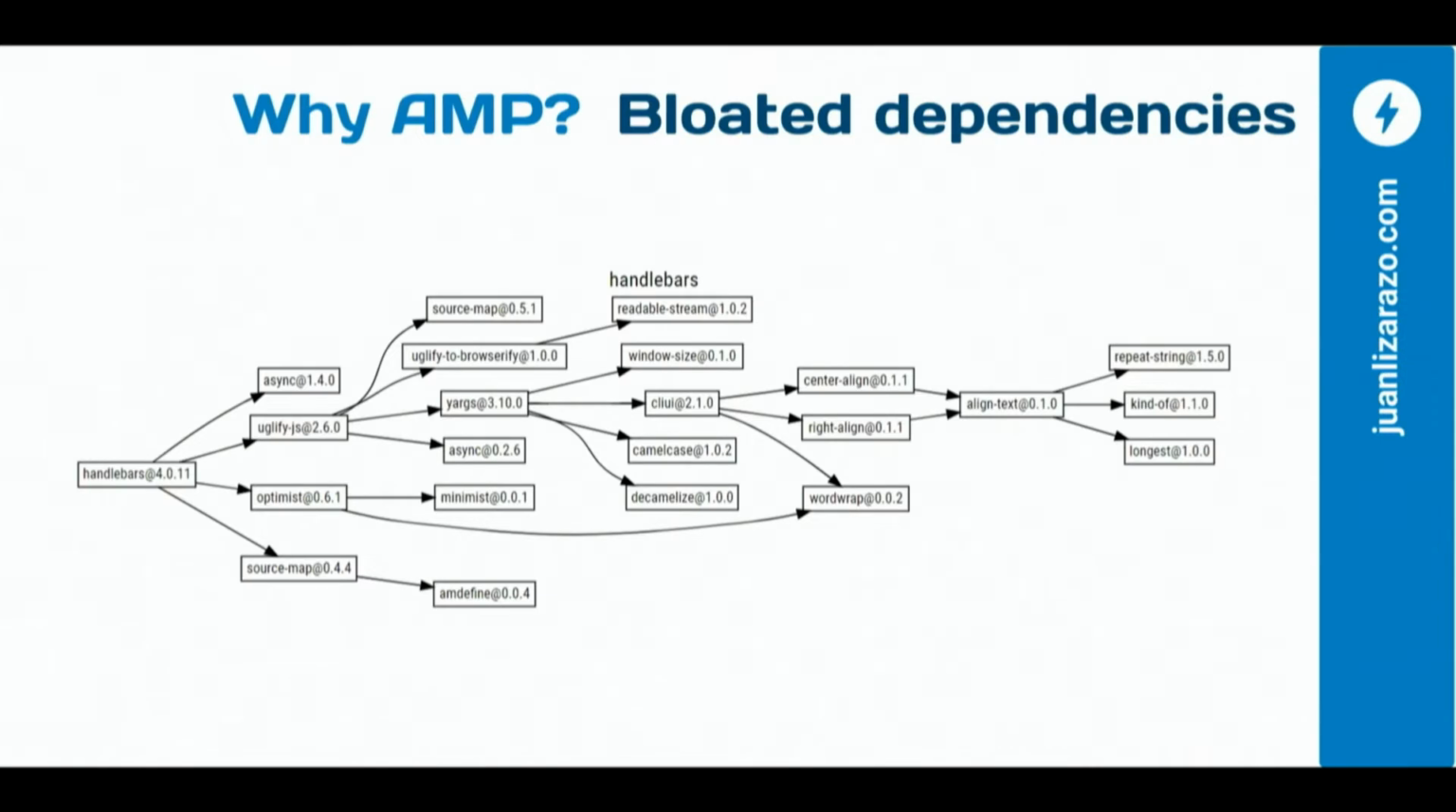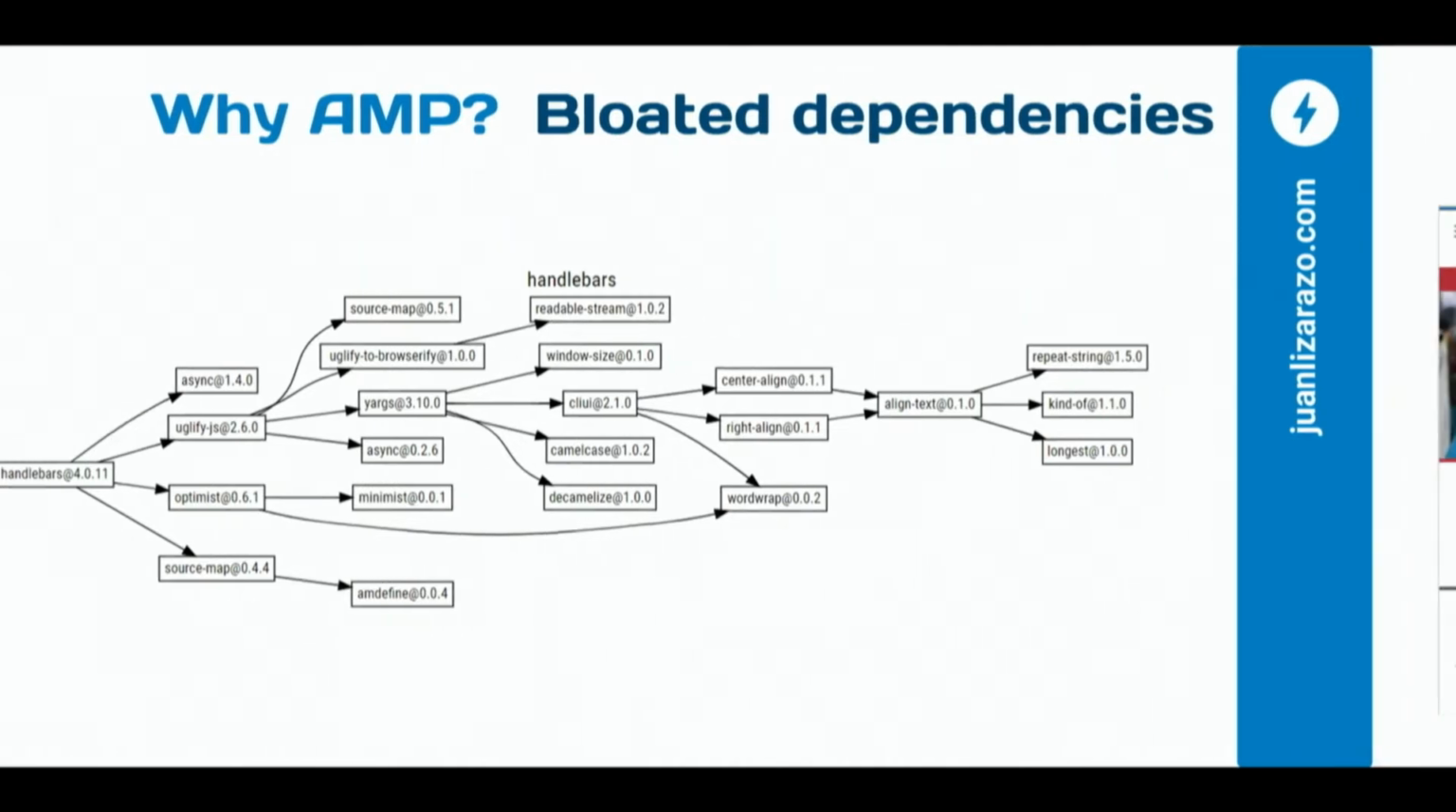So we have deployed dependencies. This is just an example. It's just Handlebars. I don't know if anybody uses it anymore, but this has 22 packages that are dependencies, and this is a big deal. You are including 22 things with a lot of code that could have a lot of things that are affecting your performance. So this is bad. With AMP, you don't have this problem.